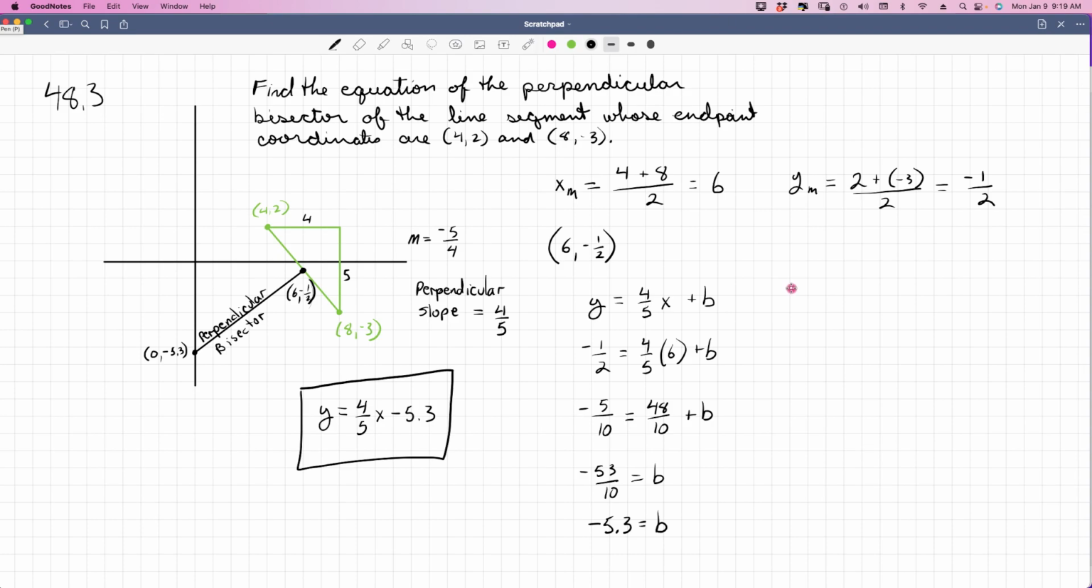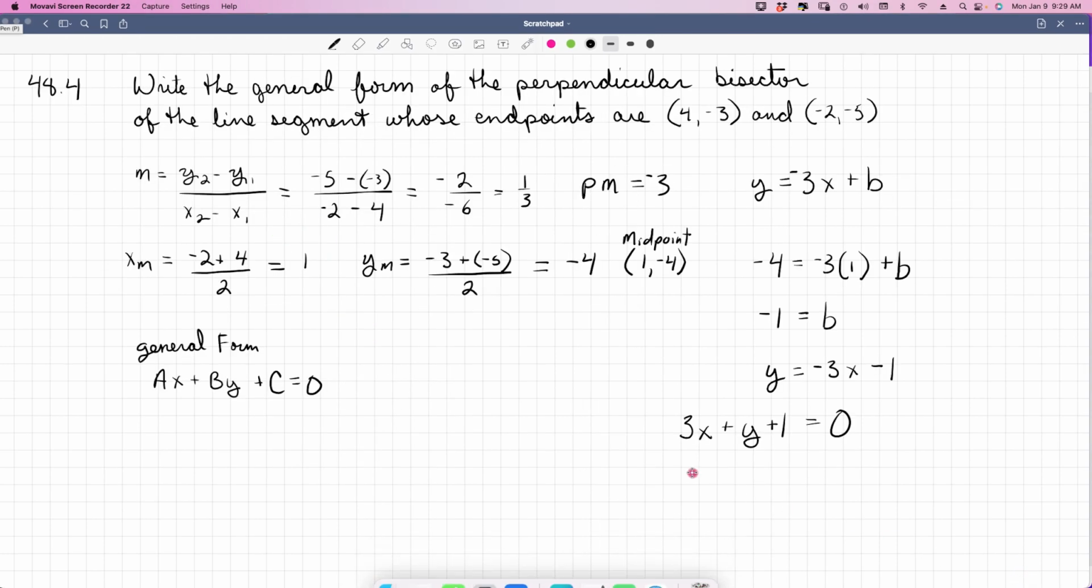So let's do 48.4. It's very similar. All right, so here we have 48.4. And it says to write the general form of the perpendicular bisector of the line segment whose endpoints are 4, -3, and -2, -5. So there are a few keywords we have to look at here.